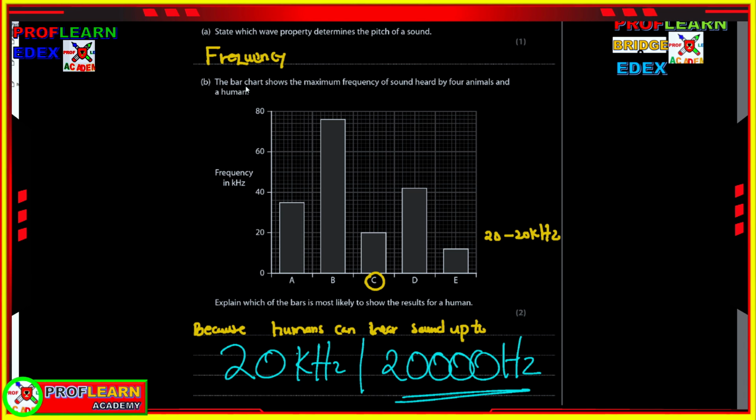Then we are told that the bar chart shows the maximum frequency of sound heard by 4 animals and a human. And we know that the human hearing range is from 20 to 20,000 hertz. So explain which of the bars most likely shows the results of the human. That is actually C, because that's the maximum frequency a human being can hear, which is 20,000 hertz.